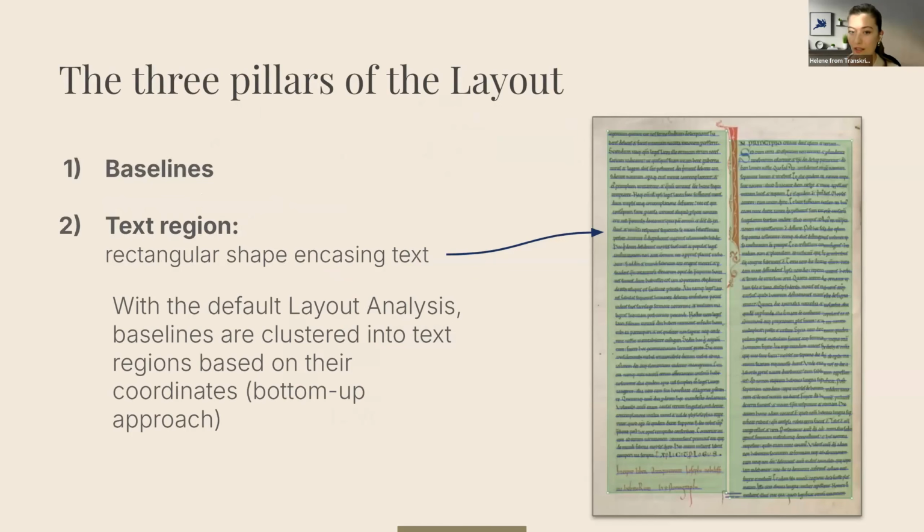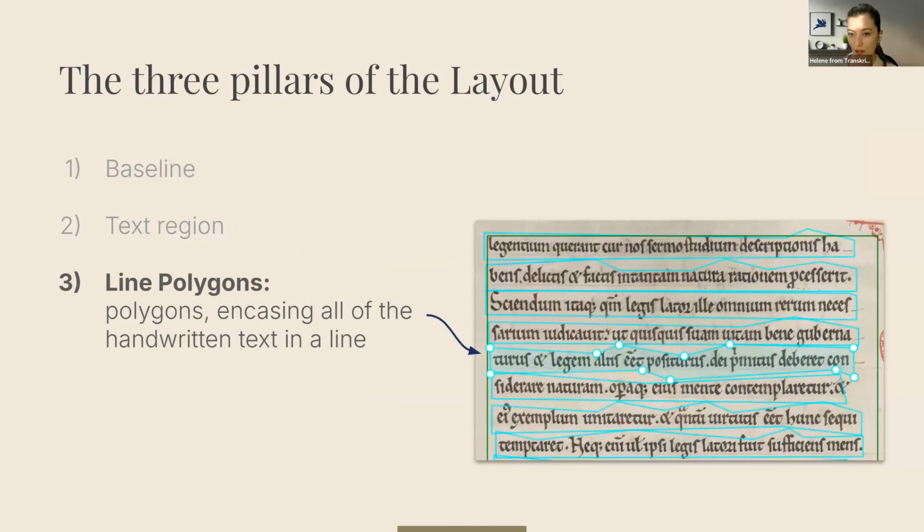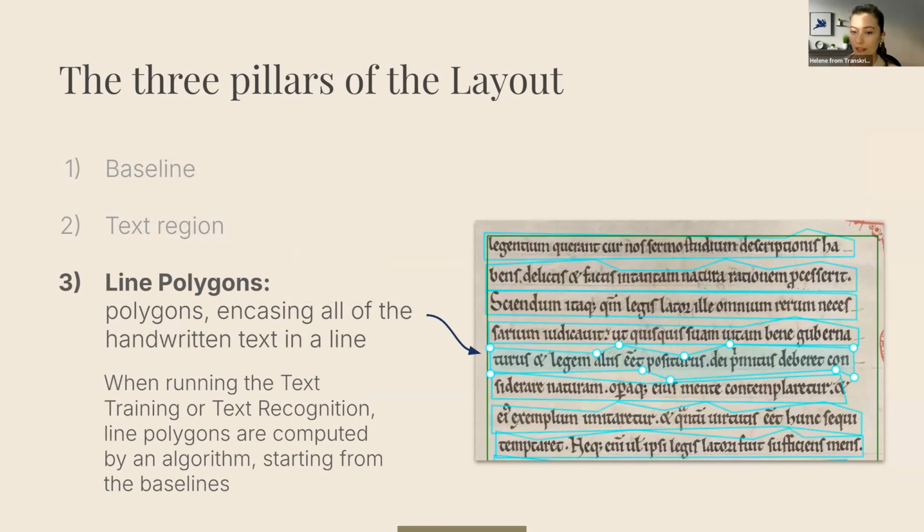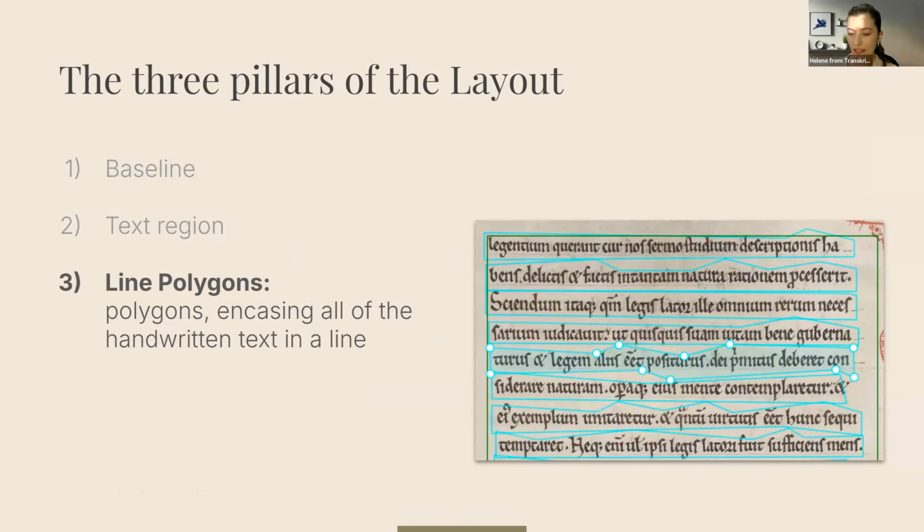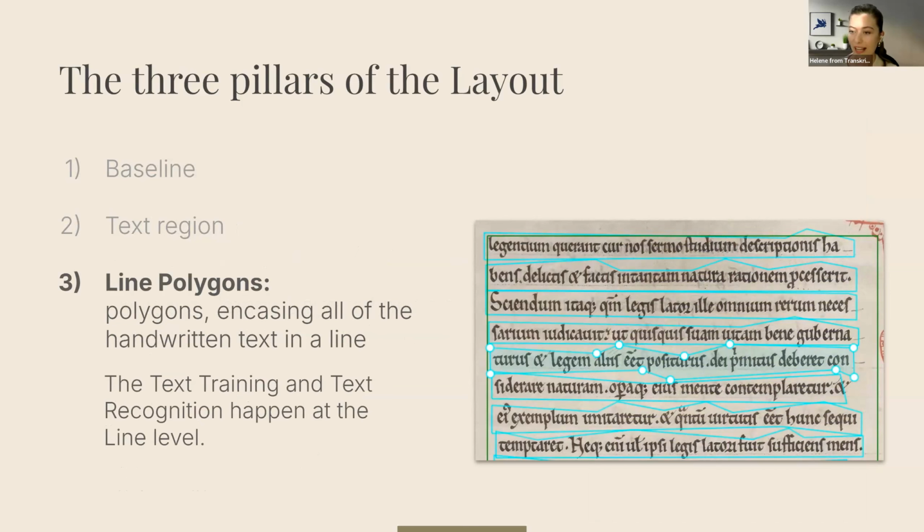And with the default layout analysis, those baselines are clustered into text regions based on their coordinates on the page. The third pillar is line polygons. Those line polygons encase all of the handwritten text in a line, as you can see here on the image as well. It's the light blue region that is enclosing one line of text. When running the text recognition training, those polygons are computed by an algorithm starting from the baselines. And when the text recognition is happening, it is happening at this line polygon level.